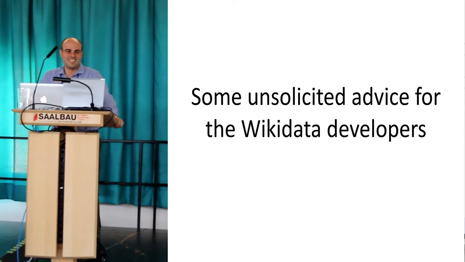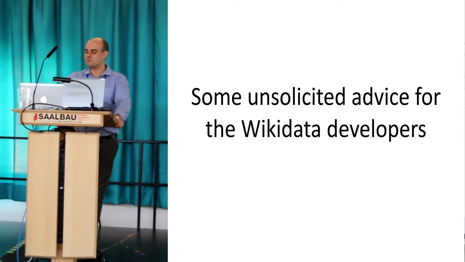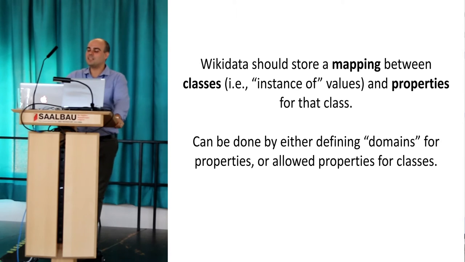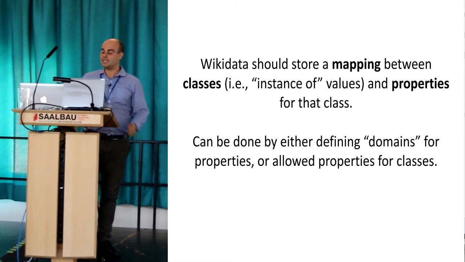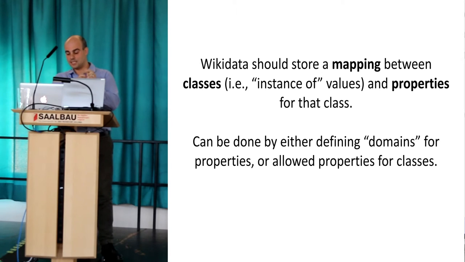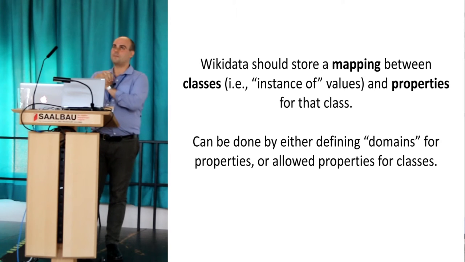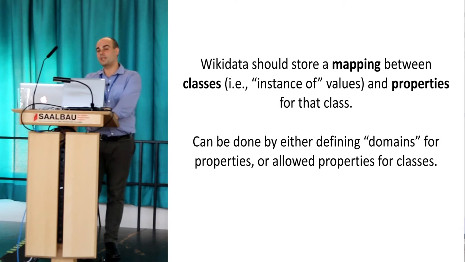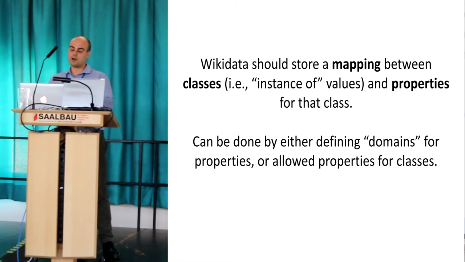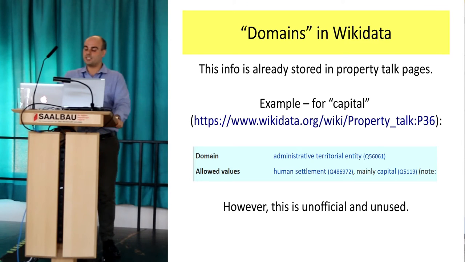Some unsolicited advice for the Wikidata developers. I don't know how many there are, maybe one or two, but it's enough for me. I believe Wikidata should store a mapping between classes and properties for that class. Meaning that if you have a page about a film, then you should be able to know in advance what the properties for a film are. Like a film does not have a population, but a film does have a director, that sort of thing. That can be done either by defining domains for properties or the other way by defining allowed properties for classes. This information is already stored in Wikidata.